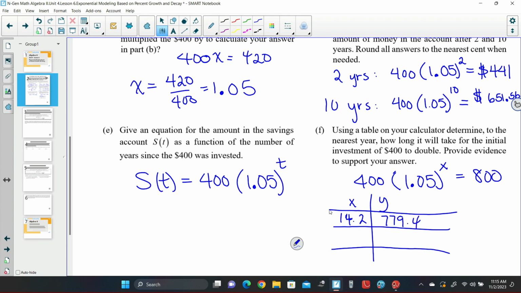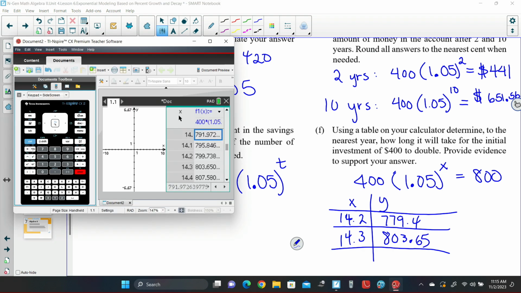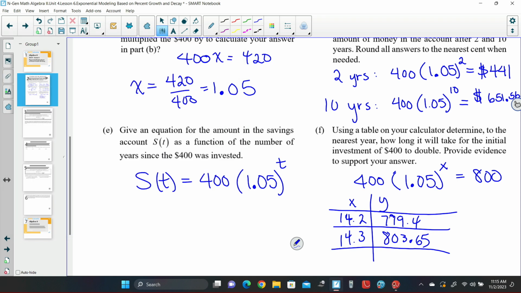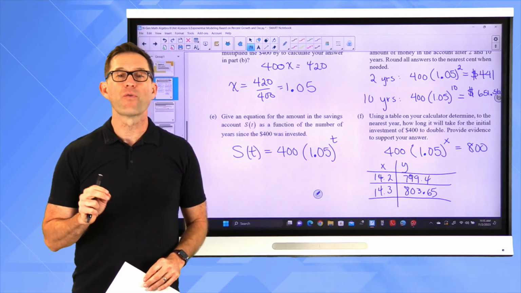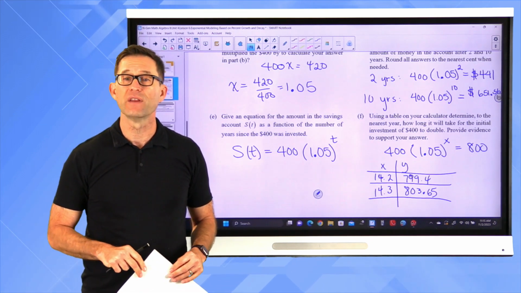779.4, whereas at 14.3, I don't think that's quite right, I have 803.65. Let me just look at this. 14.2, I have not 7, I have 799.4. And that's enough evidence now for me to know for certain that it's closer to 14 years than it is to 15 years, right?